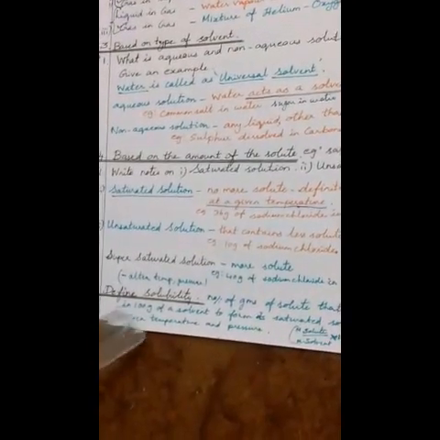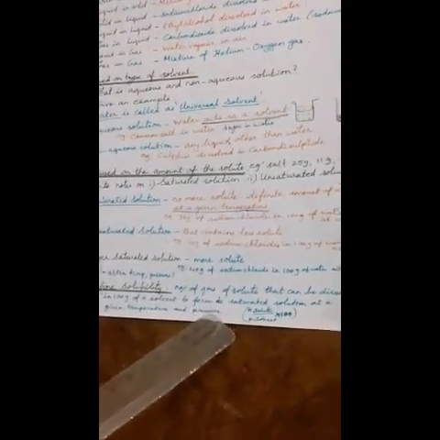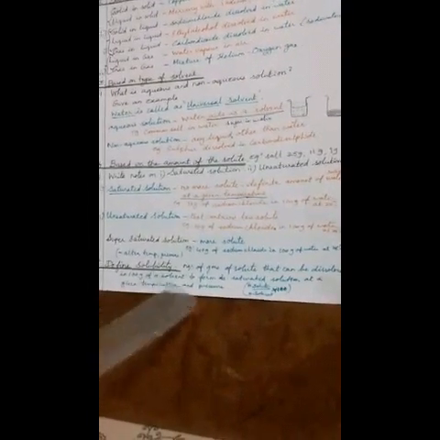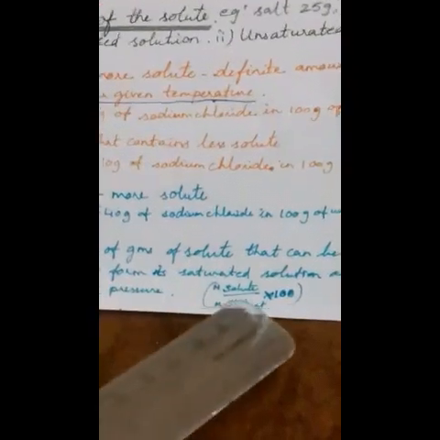1 2 mark question, they are asking define solubility. The number of grams of solute that can be dissolved in 100 gram of the solvent to form a saturated solution at a given temperature and pressure. Then this type of question they are asking in some problems. Find out the solubility of a solute.